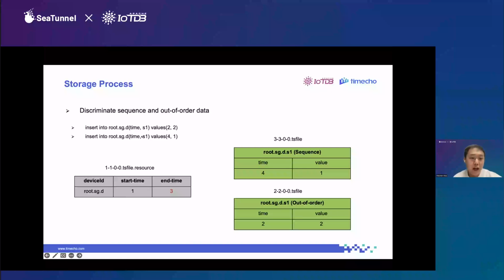Then, if we have these two new insert columns, the first one, the timestamp is 2, and it's less than the end time 3. So this time, this data will go into the out of order files. And if the timestamp is 4, it's larger than the end time 3, and it goes into the sequence space, and will be a new TS file.